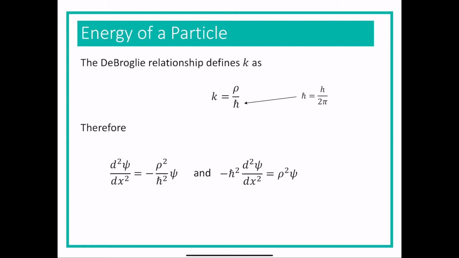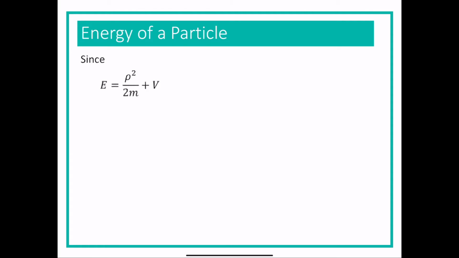This is where we're coming to the kind of conclusion of the derivations. So, E is p squared over 2m plus phi. If we multiply everything by phi, the wave function, we get E phi equals p squared phi over 2m plus V times phi.